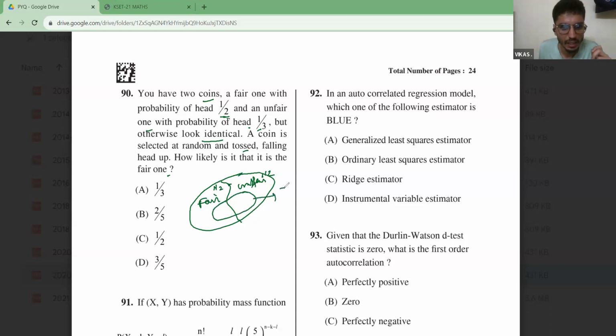Sir, what is the event unfair E? Unfair is having 1/3 probability.